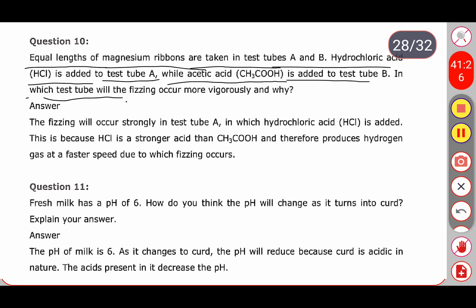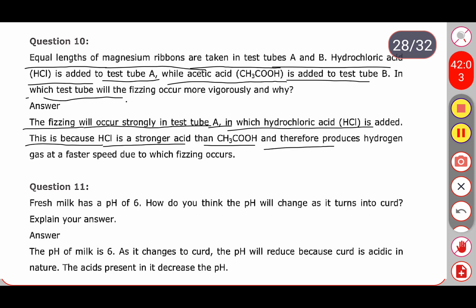The fizzing will occur strongly in test tube A, in which hydrochloric acid HCl is added. This is because HCl is a stronger acid than acetic acid, CH3COOH, and therefore produces hydrogen gas at a faster speed, due to which fizzing occurs. See the next question.